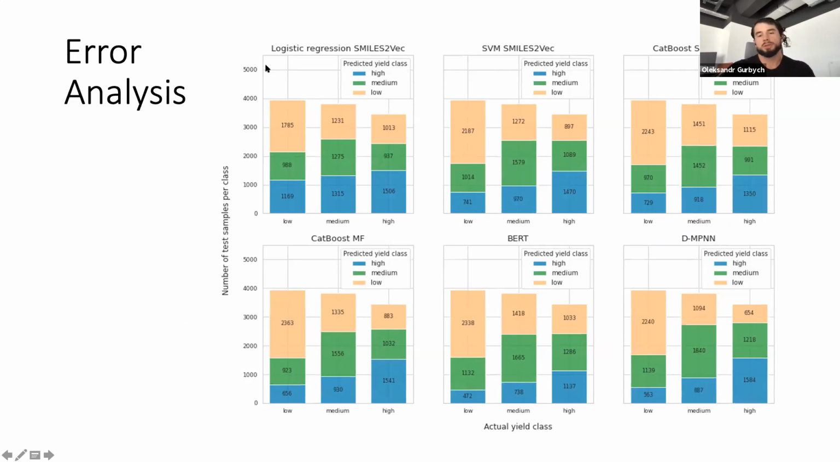Again, we've used multiple models for a baseline, like logistic regression, SVM, CatBoost, BERT, and then our model. And we analyzed how many reactions were mistakenly classified per each class. The height of these bars corresponds to the number of mistakenly classified samples, and the color of the bar subparts corresponds to the particular yield class samples which were incorrectly classified.